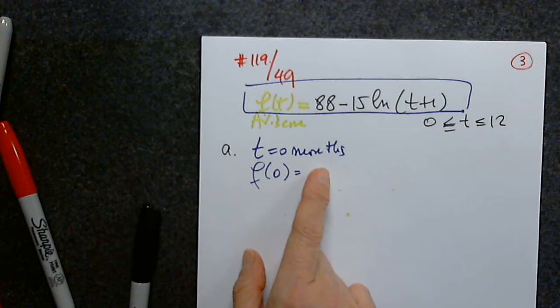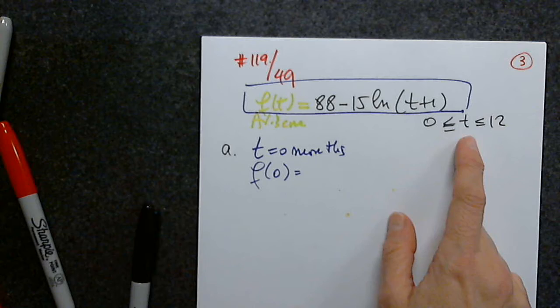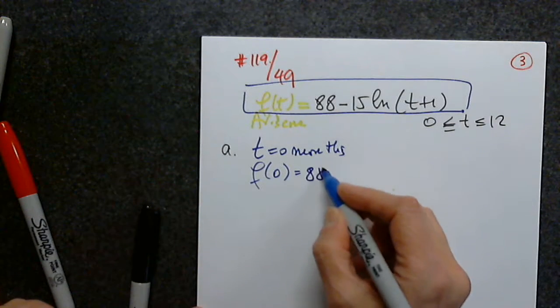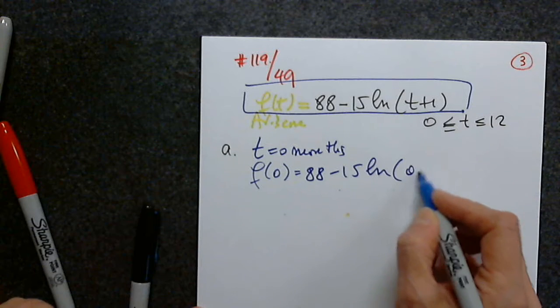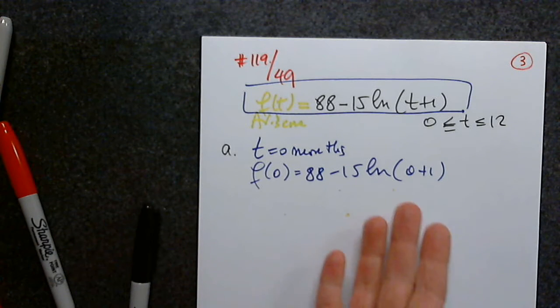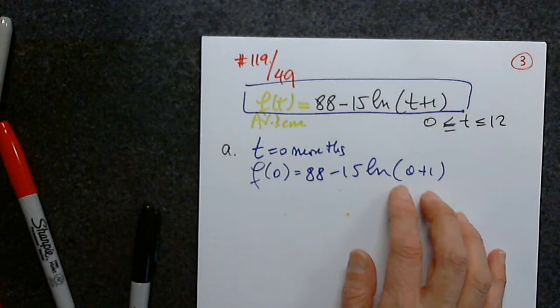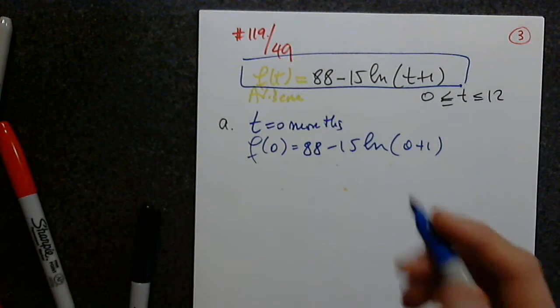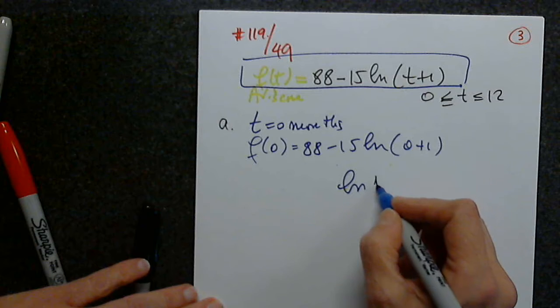0 months. So t is in months from 0 to 12. So I have 88 minus 15 natural log of 0 plus 1. We're going to put it in the graphing calculator. However, let's determine this now, just this piece. How much is 0 plus 1? Correct. So let's determine natural log of 1.